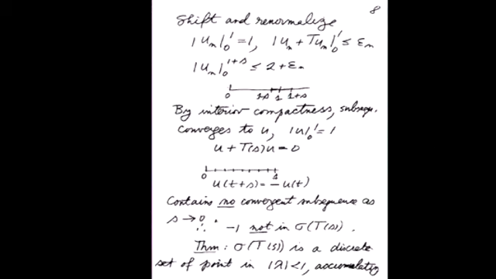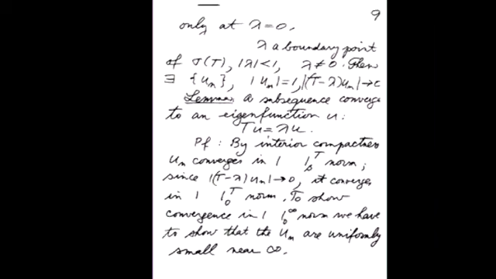Now, from this point, we can analyze the spectrum and prove, this is another auxiliary theorem, that the spectrum in fact is a discrete subset of the unit disk, accumulating in the open unit disk only at 0. Now, how do we do that?